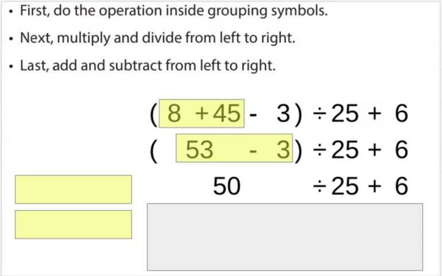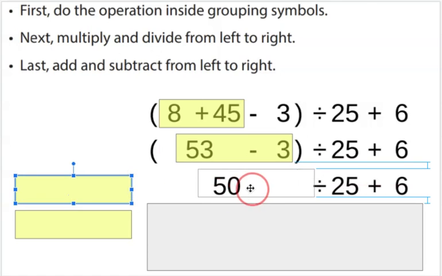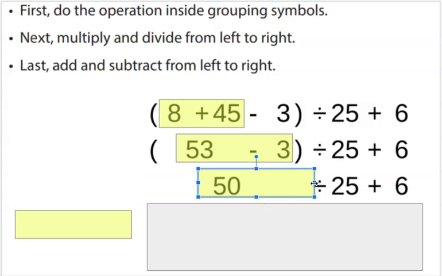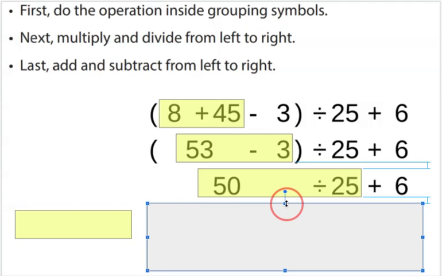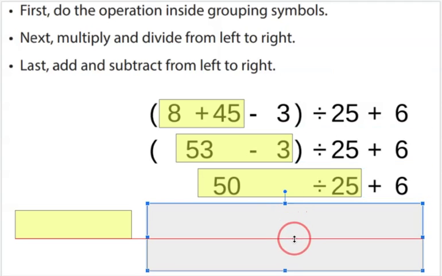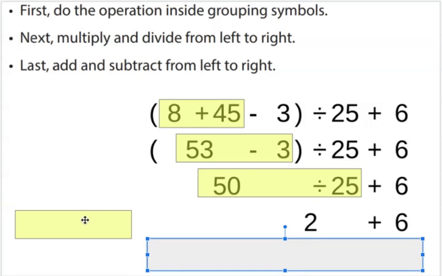So now I notice that I have dividing and addition left. Well, when I look at my steps, I can see that my first step is grouping symbols. I'm all done with that. Now I go to multiply and divide. So that means I have to do this piece first. So 50 divided by 25. How many groups of 25 can you make out of 50? Well, if I'm thinking money, 50 cents, quarters are 25 cents, and it takes 2 quarters to make 50.